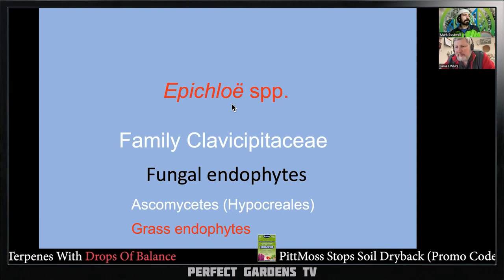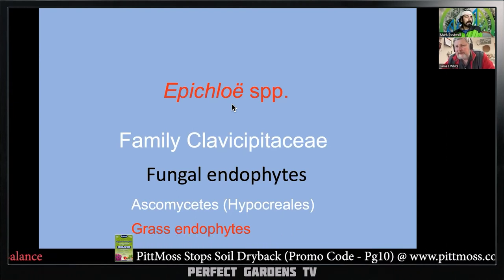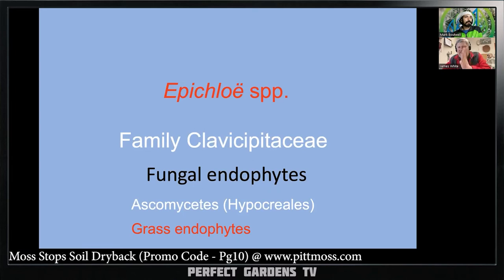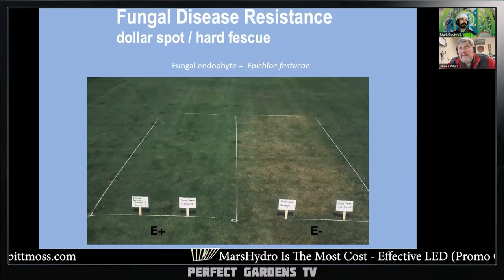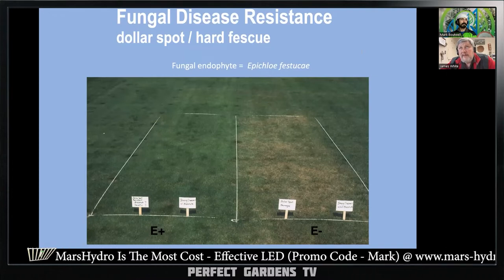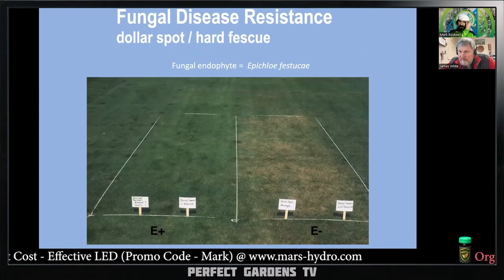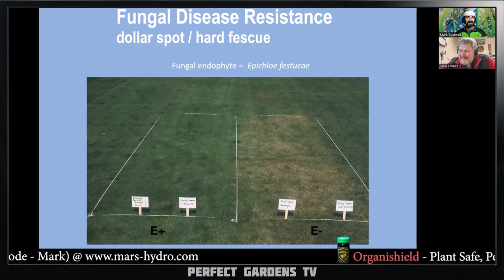Epichloë is a fungal endophyte that occurs in grasses. And that first picture that I showed you, the blue hypha inside the grass, that's this fungus. You know, we get the idea that all endophytes are good, but yeah, they're good for the plants, but not necessarily good for animals.